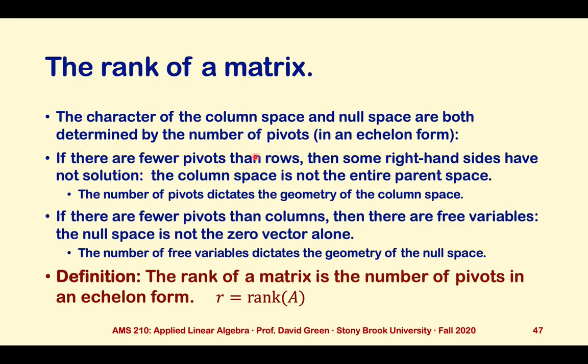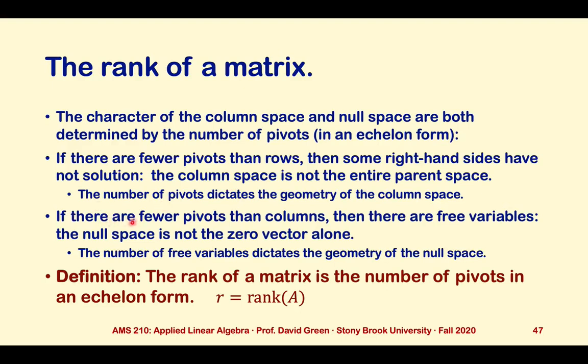If there are fewer pivots than rows, then some right-hand sides will have no solution. That means the column space is not the entire parent space. And really, it's the number of pivots that dictates the geometry of the column space. If we have one pivot, the column space is a line. If we have two pivots, the column space is a plane, and so on.